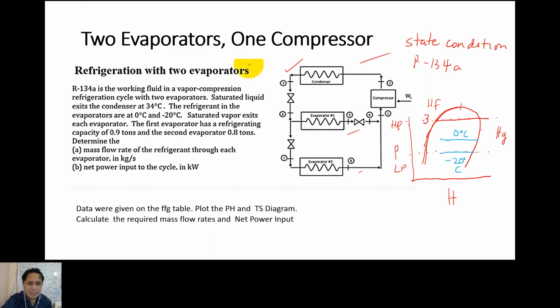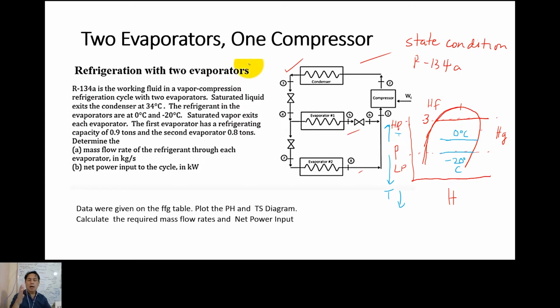Because negative 20 is the lowest point, the lowest part of the pressure. As the pressure goes high, the temperature also goes high. When the pressure goes down, the temperature also goes down. So here, I know that the lowest temperature is negative 20 because that's the lowest pressure. If I have a low pressure, that will give a low temperature because of the ideal cycle.